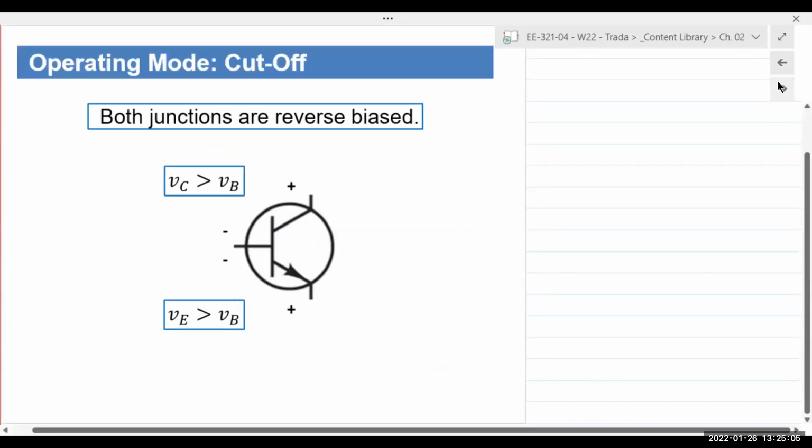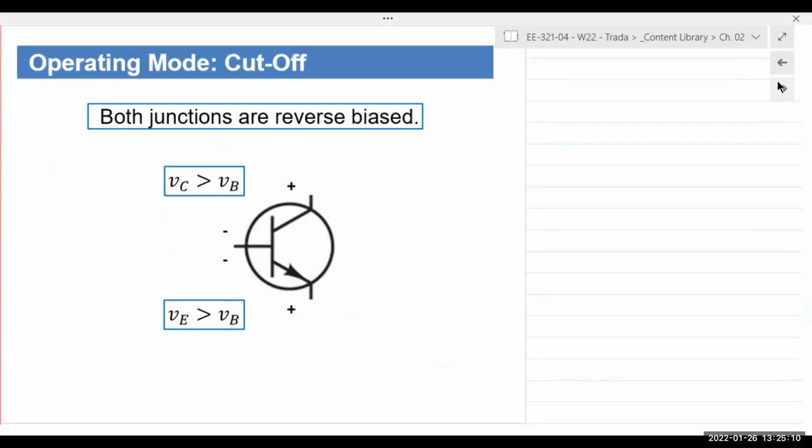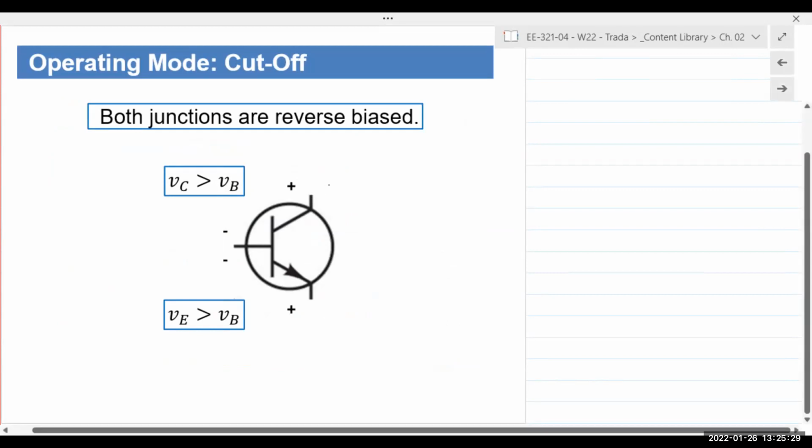All right. So how do we determine? Well, if both junctions are reverse biased, just by its very definition, if you remember the PN junction diode, if you reverse bias it, there would not be any current flow across either one of the junctions, right? So we have an NPN transistor, right? NPN.